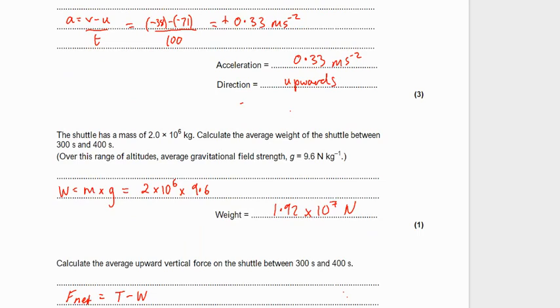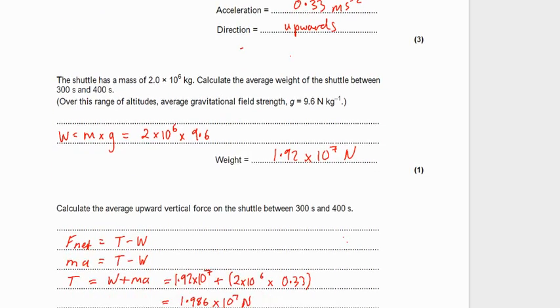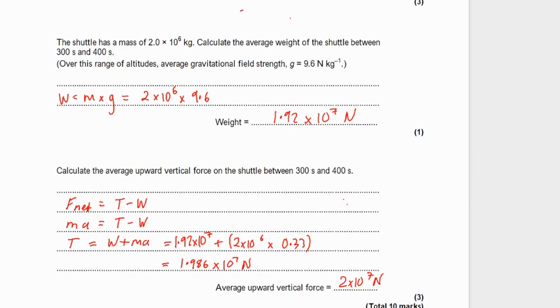Now here it's a bit of an extension from GCSE. We know that weight is mass times gravity. So we've got mass 2 times 10 to the 6, g 9.6, multiply and we get 1.92 times 10 to the 7.